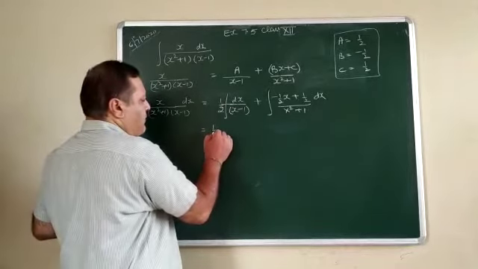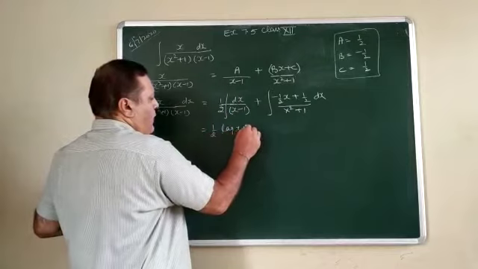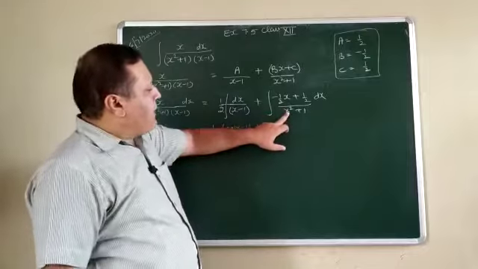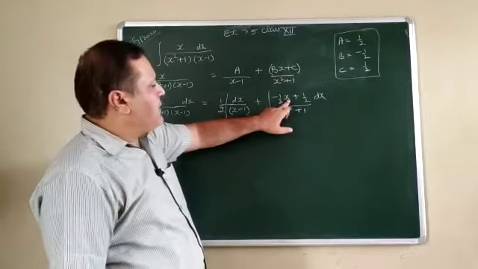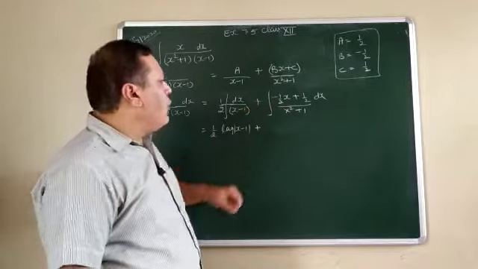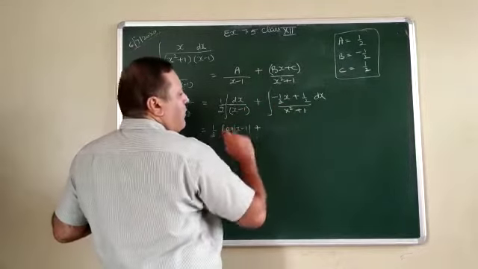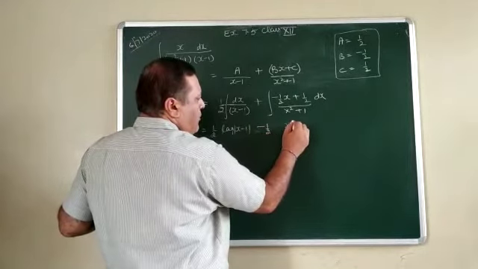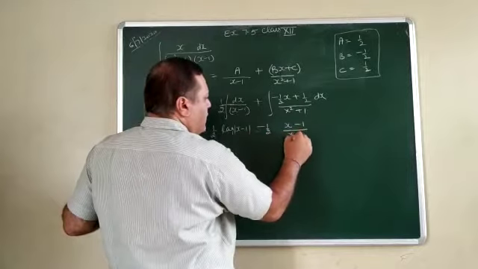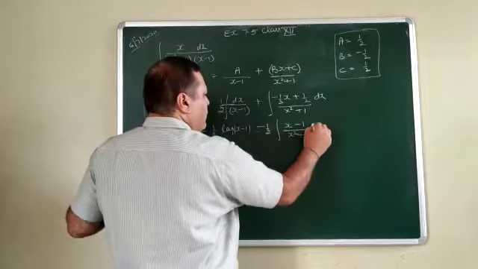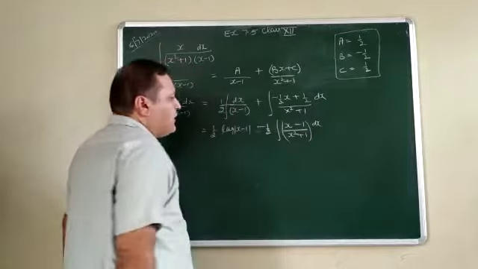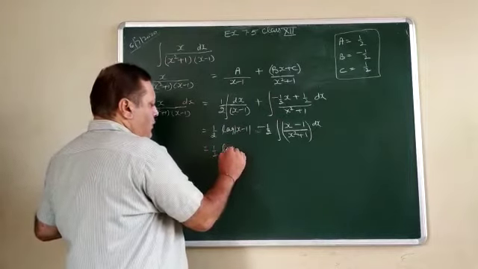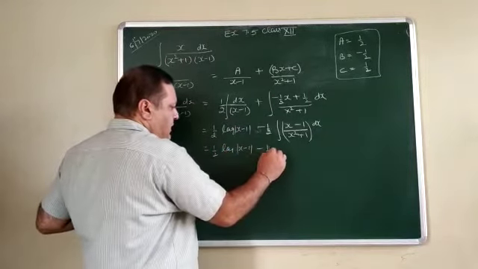That is equal to 1 by 2 log of x minus 1 plus. Now see the important thing. Here is a quadratic function, here is a linear function. If you observe the derivative, or if I take this minus 1 by 2 common, then what happens? Minus 1 by 2 common, it is x minus 1 upon x square plus 1. Go for integration. So it is 1 by 2 log of x minus 1 minus 1 by 2.